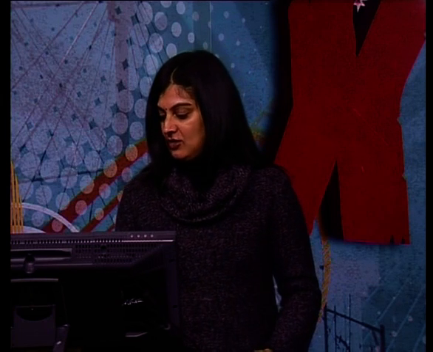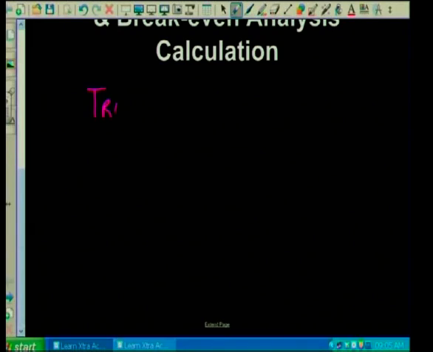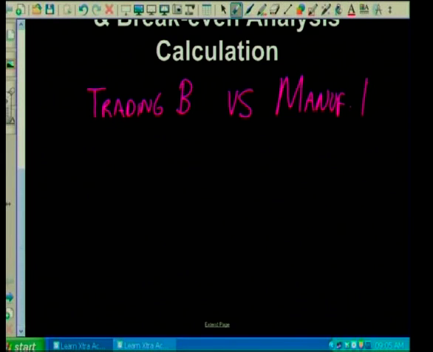Now guys, before we start with a question, what I'd like to do is look at the duties of an accountant working for a trading business versus the duties of an accountant working for a manufacturing business. So let's just put that on. So we want to look at the accountant for a trading business versus an accountant that works for a manufacturing business. Right, let's start first with our trading business.